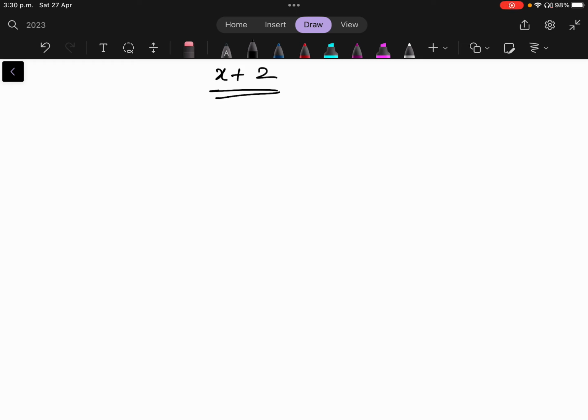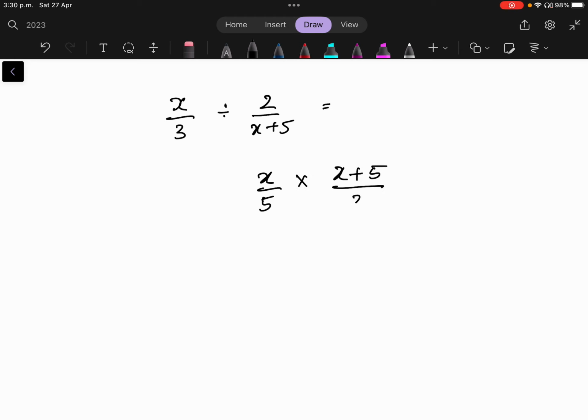So similarly, you will be able to modify. And remember, if you have a division, like x over 5 divided by 2 over x plus 5, whenever you see a division, you have to find the reciprocal of the second fraction and multiply it. So it is like x over 5 times x plus 5 over 2, and then multiply the numerators and multiply the denominators. So it will be x times x plus 5 divided by 5 times 2, and then simplify.